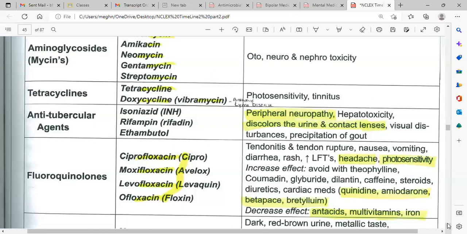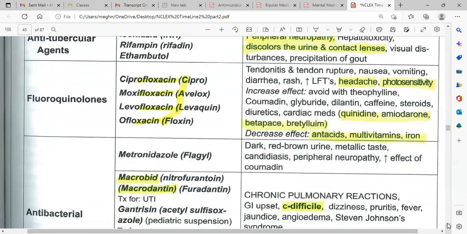The next group of drugs here is fluoroquinolone.